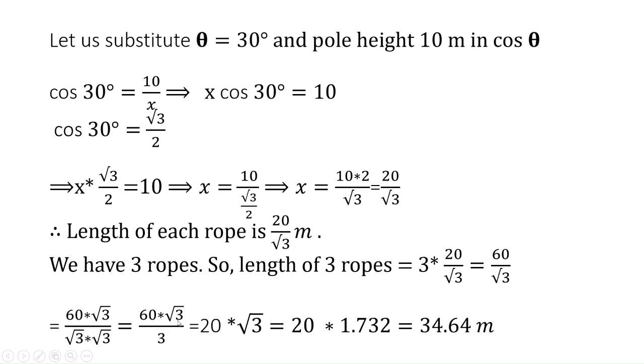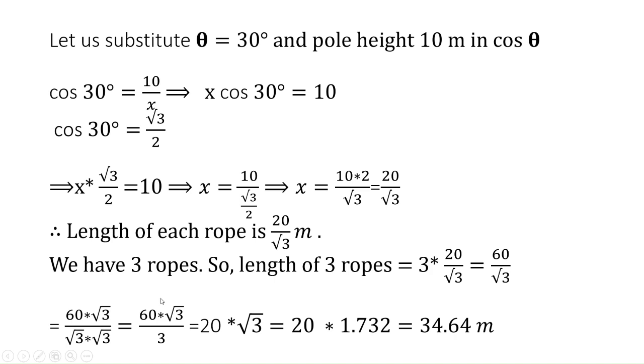So finally what does it become? 20 into root 3. We know the value of root 3. What is it? 1.732. So 20 into 1.732 is nothing but 34.64 meters. This is the total length of the rope which is required. Total length of three ropes we can say. Total length of three ropes which are required to make a pole of 10 meters height to stand erect. And one more point is given, each rope should make 30 degrees angle.